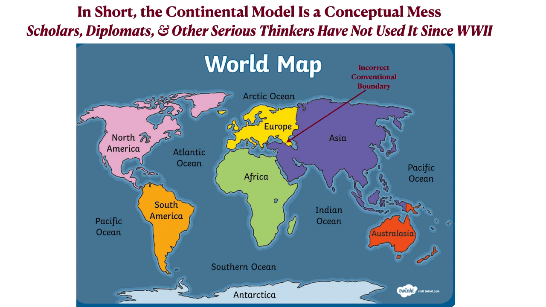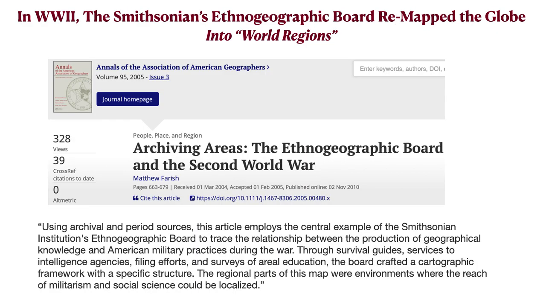But because of this, I would say serious writers, scholars, diplomats, other serious thinkers have not used the continental model since World War II. If you go back to the early 20th century, early 1900s, and look at geographical textbooks, for example, you'll find they're mostly organized on continental lines. After World War II, that ceases. And it was during the war when, under the auspices of the U.S. federal government, the Smithsonian and other organizations created what they called the Ethnogeographical Board, basically to remap the world, because the continental framework was not useful in the struggle of World War II.